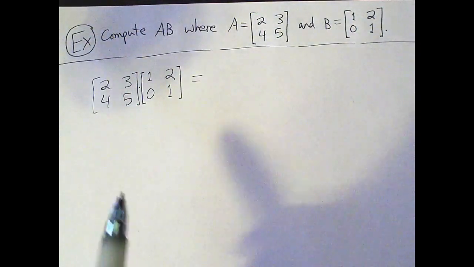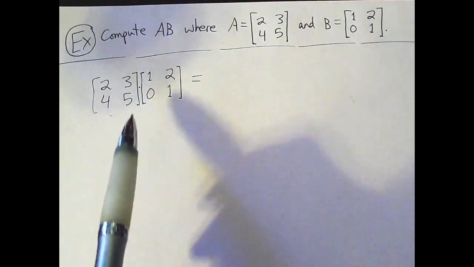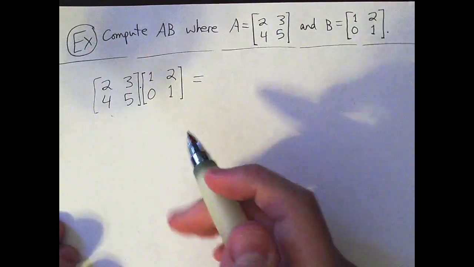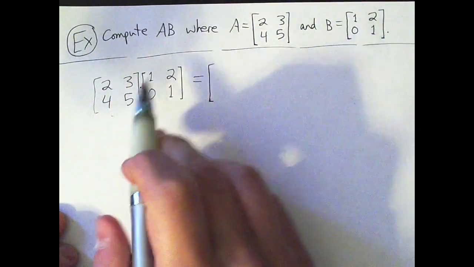I do a quick mental check of the dimensions, and yeah, this is 2 by 2, this is 2 by 2, so I think that we're okay. And I think that the result that we get is going to be 2 by 2. Okay, so we can do this. The result here is a 2 by 2 matrix.